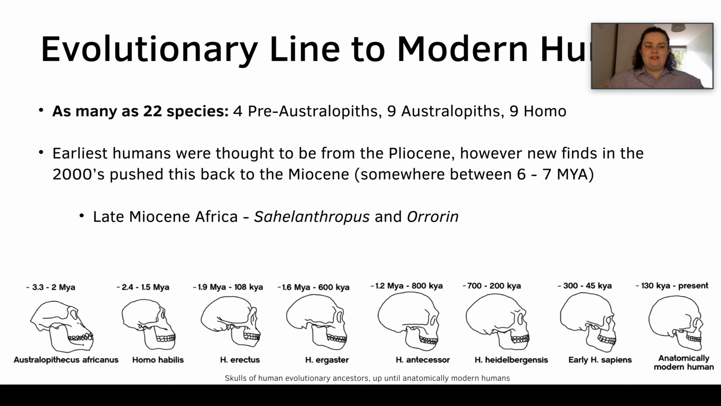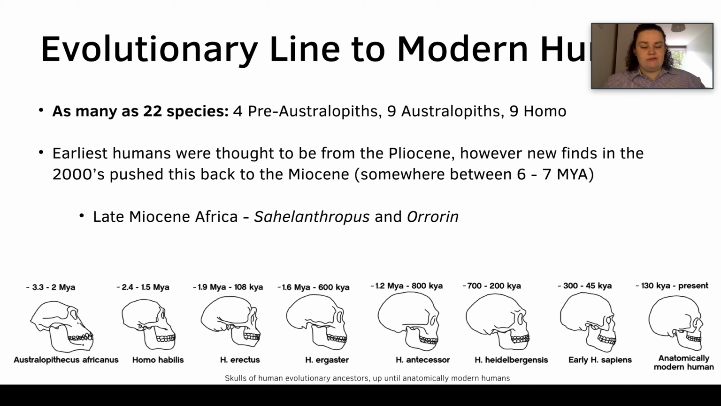So human evolution is a bit of a mess, but it's quite a well understood mess. There are as many as 22 species within the evolutionary line. There are 4 pre-Australopiths, 9 Australopiths, and 9 Homo. And the earliest humans, so Homo, are thought to be from the Pliocene.